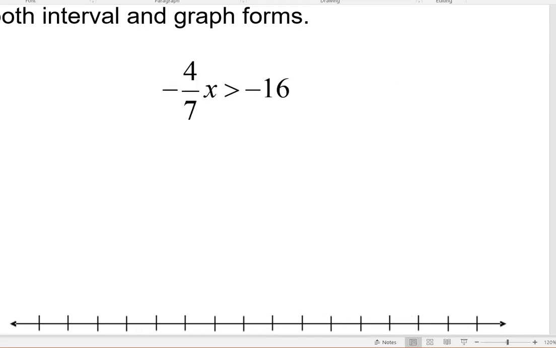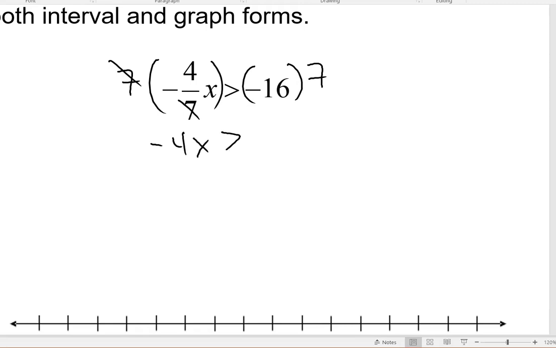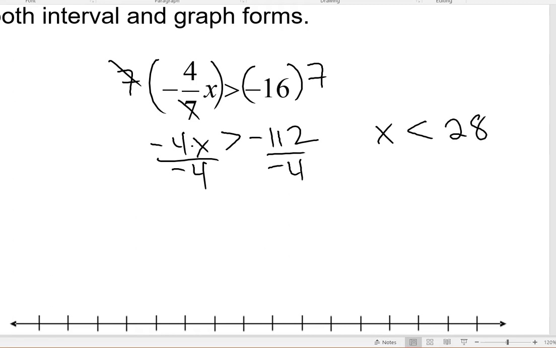How do I deal with this? I would multiply by the reciprocal in this one because I want the x to get by itself. I've found more students lately are more successful by going, let's clear the fraction. That means we're going to multiply everything by 7 and get that negative 4x is greater than 70 and 42 should be about negative 112. To undo multiplying by a negative 4, we would divide by a negative 4 and get that x is, since we divided by a negative, less than, I believe it's 28.